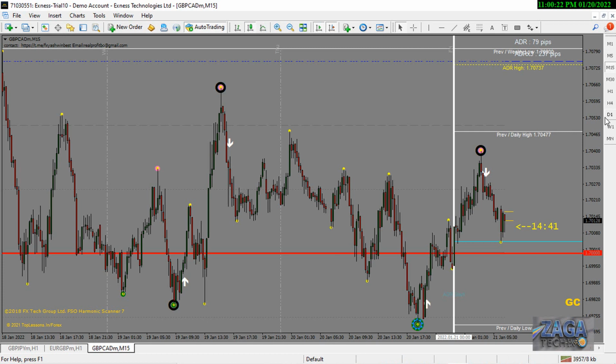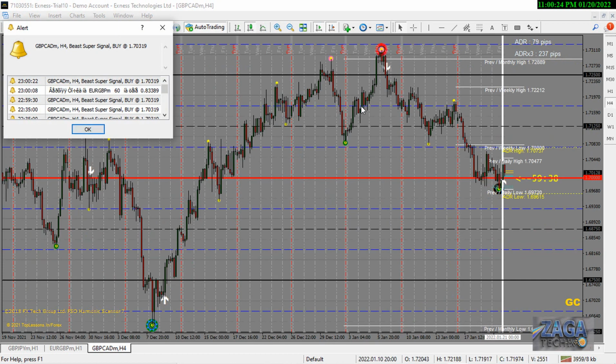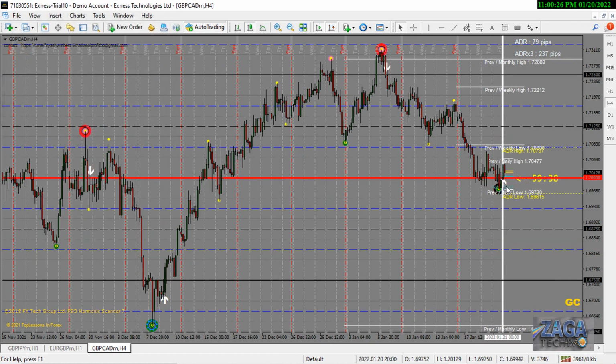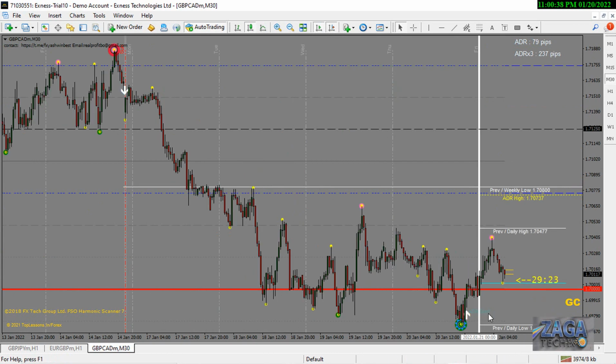Now when you get this signal on H4, this is the super signal on H4. B super signal buy on H4, and remember, take a look at this black arrow for retracement, not a reversal, because all these areas, now you move down to 30 minutes. This is the market in 30 minutes. Remember I said 20 to 30 pips.